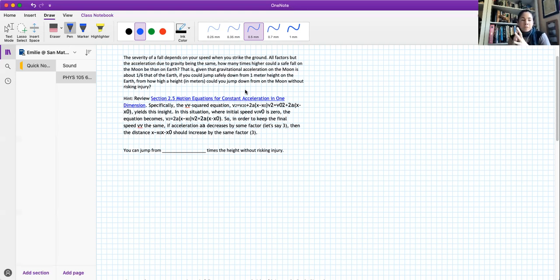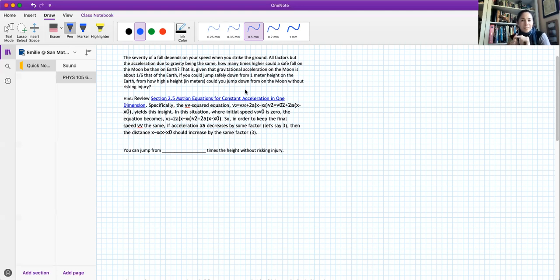So the first question would be, do we expect that we can jump from a greater height or a smaller height? If we're going to gain speed at a lesser rate, that means to reach that same velocity that is still safe, it's going to take more time and more distance. So we should be able to jump from a greater height because the acceleration is lower.